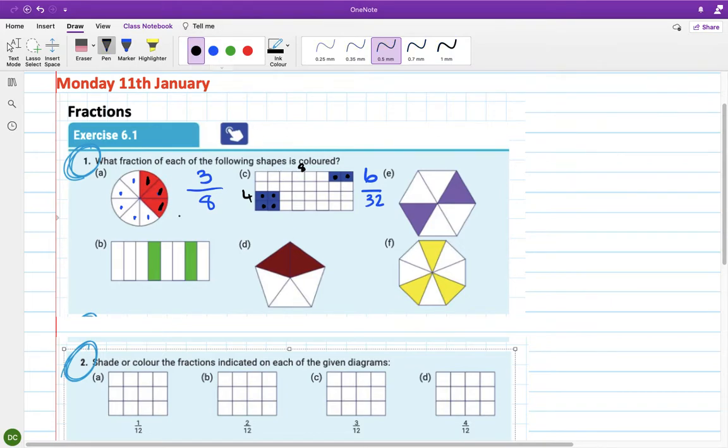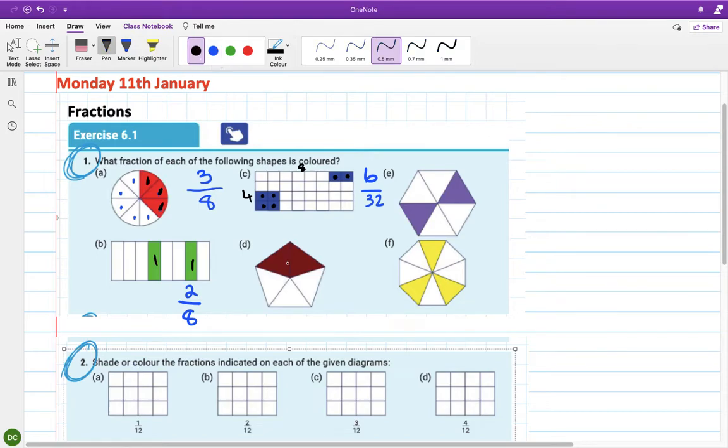Go down to B now. So this rectangle is split into 1, 2, 3, 4, 5, 6, 7, 8 again. Same as part A. And how many, get rid of these. How many are coloured? 1, 2. 2 are coloured in. 2 out of 8.